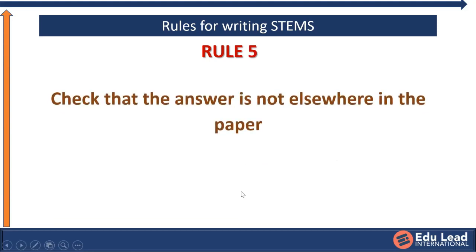Rule number five is check out the answer is not elsewhere in the paper. Many a times it so happens that right in the beginning, we have asked some of the MCQs, and towards the end, there is some or the other subjective question, which is actually giving away the answer to that MCQ. So that is something which we should be very aware of while we are framing a complete question paper.